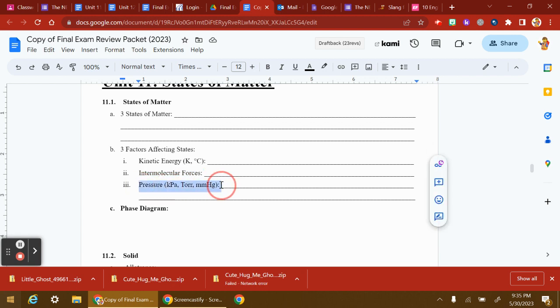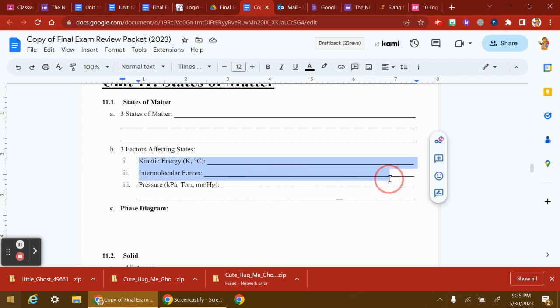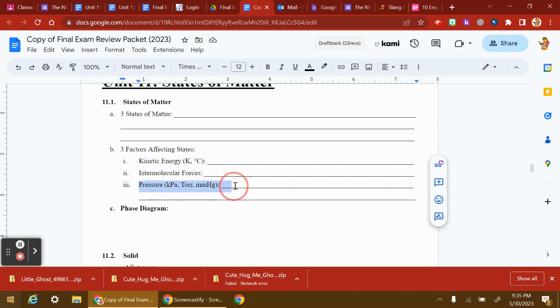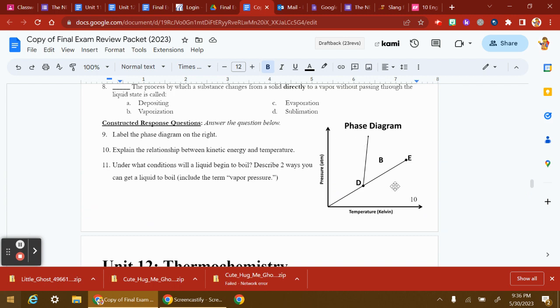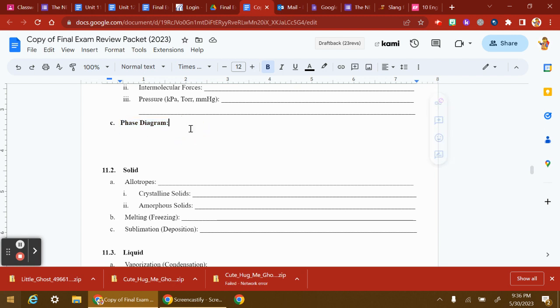And lastly, external pressure. It doesn't matter how much energy a particle has or how strong the intermolecular forces are. If you push the particles together hard enough, you can get them to become a liquid or a solid. Even something like helium, you squeeze helium gas hard enough, you can turn it into a liquid. Squeeze it harder still, you can even turn it into a solid. These are extremely high pressures, though. Not something we encounter on a daily basis. And then altogether, the phase diagram, which is featured down here in your review packet. All right, be familiar with the phase diagram.